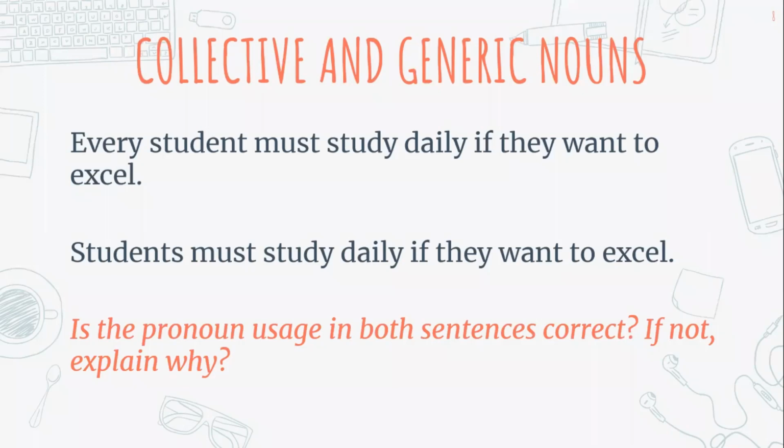Obviously, it's right because students is the antecedent and students is plural. So there has to be a pronoun that refers back to students. But then, "every student must study daily if they want to excel" has to use a singular pronoun. Why? Because "every" shows that it's each and every student, so it's kind of personal and singular. So "they" would have to be changed into a singular pronoun.